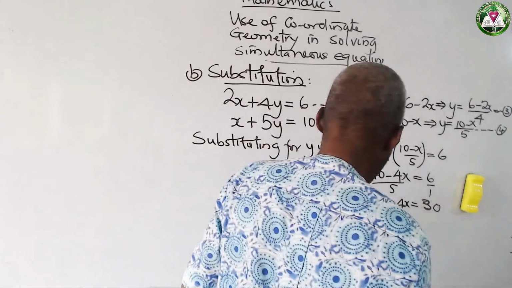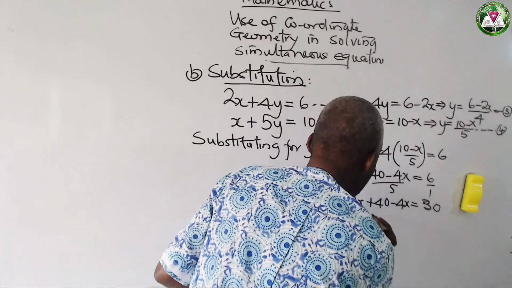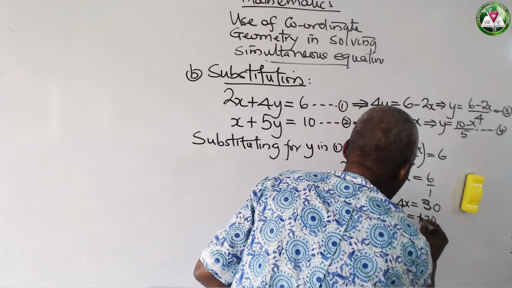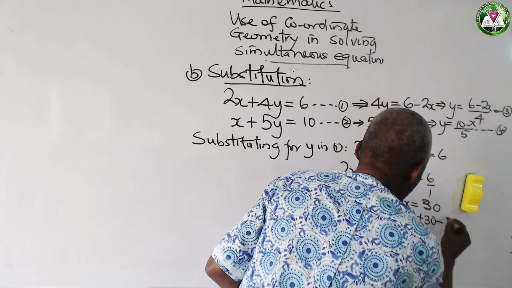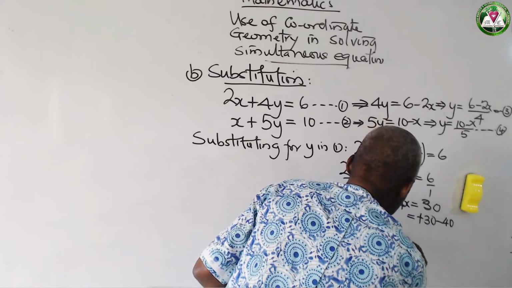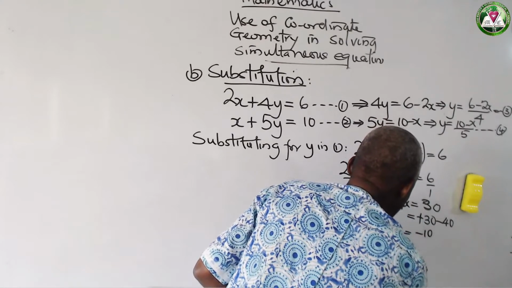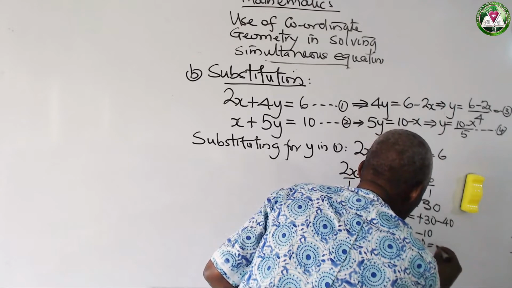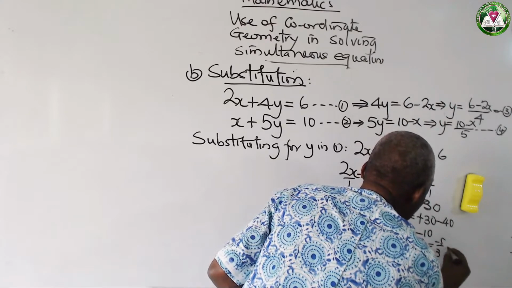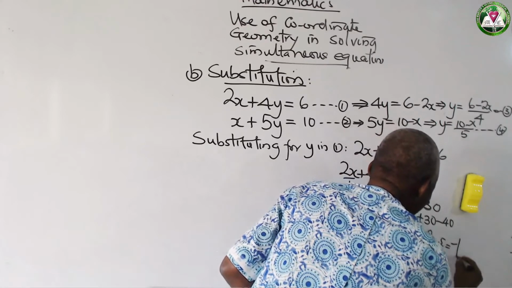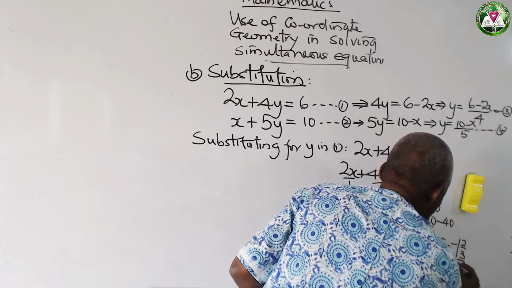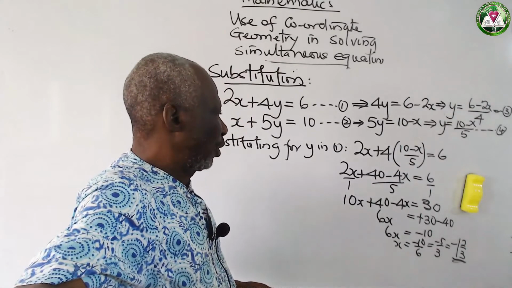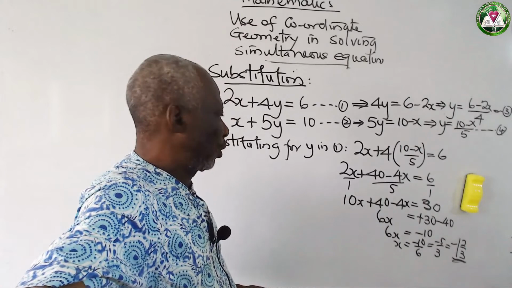So we now need to simplify. 10x minus 4x is 6x. Then this side is 30. But the plus 40 going over there will become minus 40. So you now have 6x is equal to minus 10. Therefore, x is equal to minus 10 all over 6. Reduce, minus 5 all over 3. Reduce, minus 1 whole number 2 over 3. That's exactly what we had before for our x. You can see the elimination process.